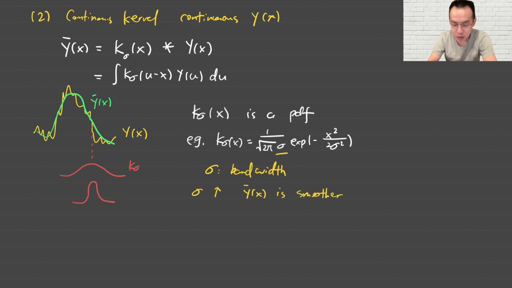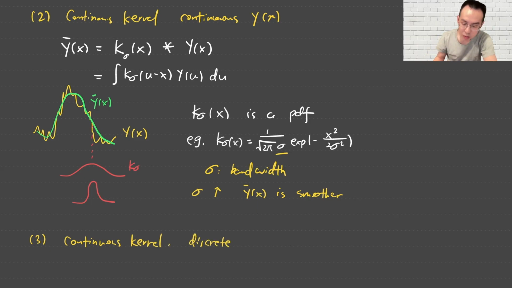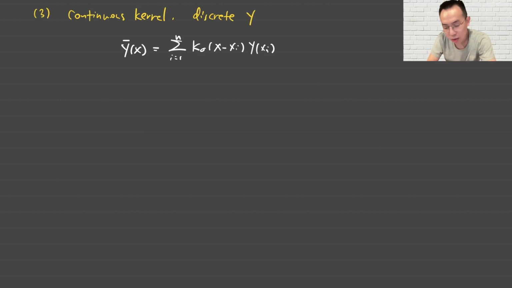Okay, now let's get into the third case, which is more closely related to real world problems. It's when we use a continuous kernel on discrete x and discrete y. Let me show you that in a second. Here is the idea: this equation is just applying the convolution formula, but replacing the discrete kernel with a continuous kernel.